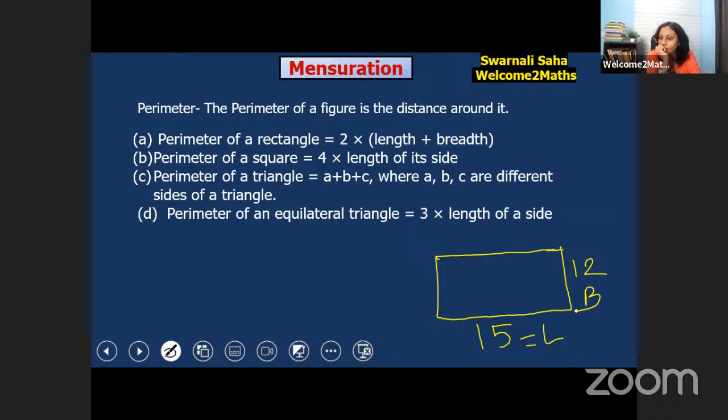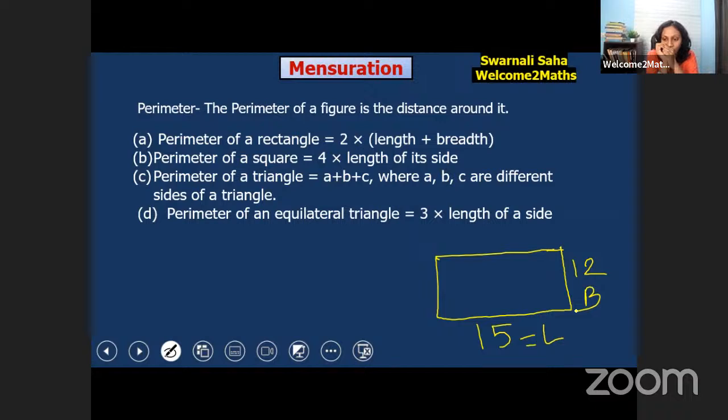Trigonometry? No, trigonometry will not come in your class. So now solve mensuration. Okay. Now perimeter and area, let's solve some questions. Then you can do trigonometry, sine, cos, okay?